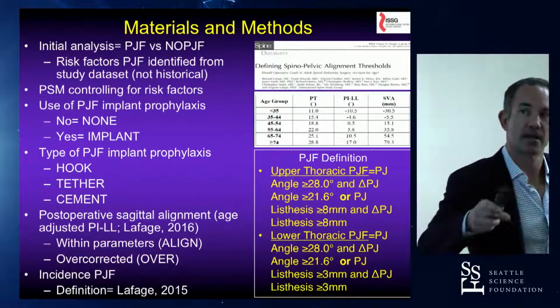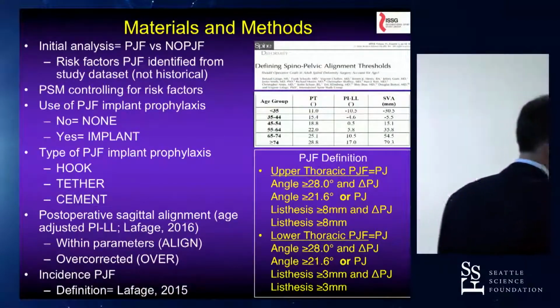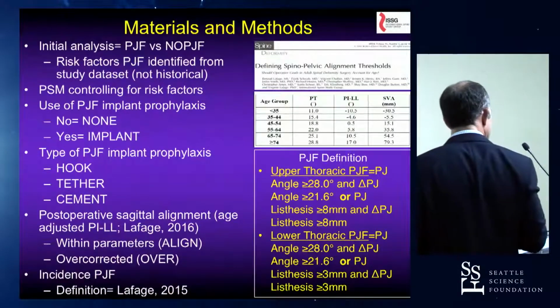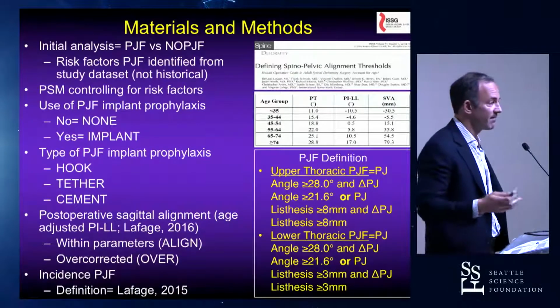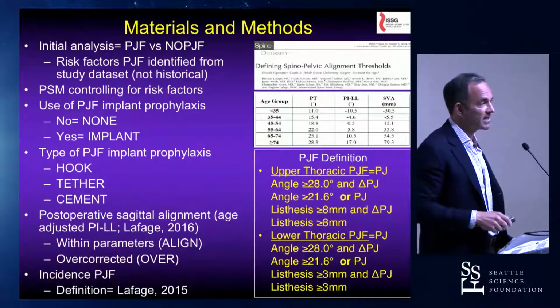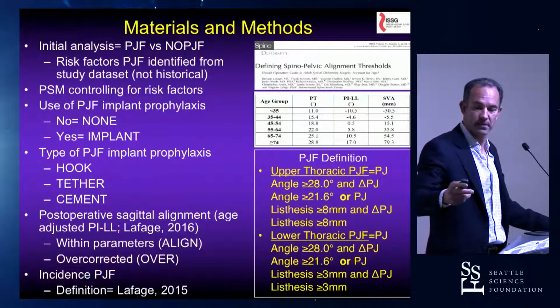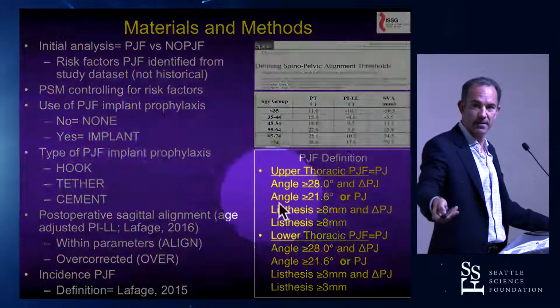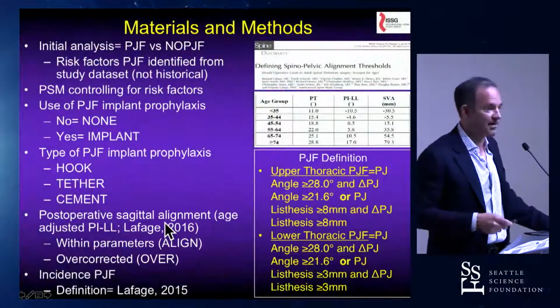Then based upon those confounding factors, we then ran the PSM and then divided the patients into several cohorts. First, right, use of implant prophylaxis versus none, right? The patients that get either a hook, a tether, or cement at the UIV, named the type of prophylaxis. And then we looked at patients that were overcorrected versus those that remain within alignment.